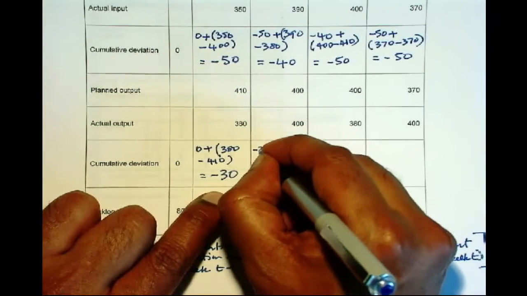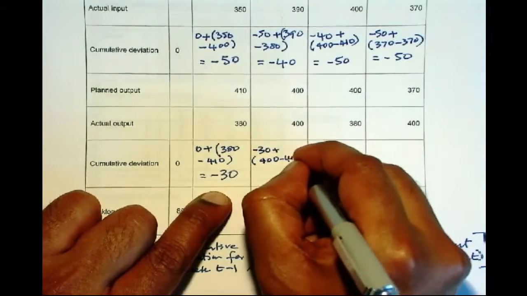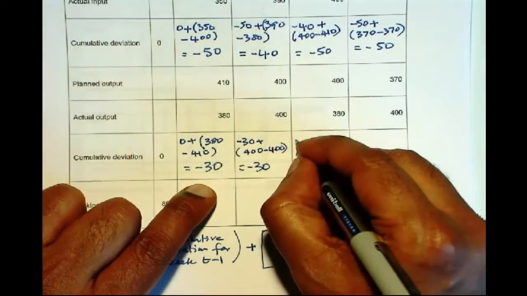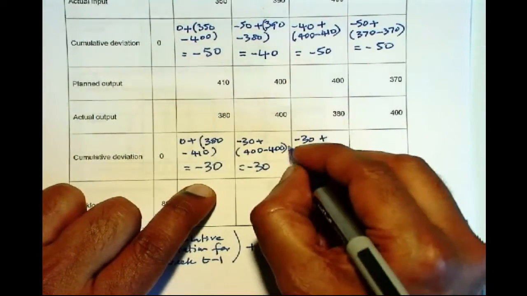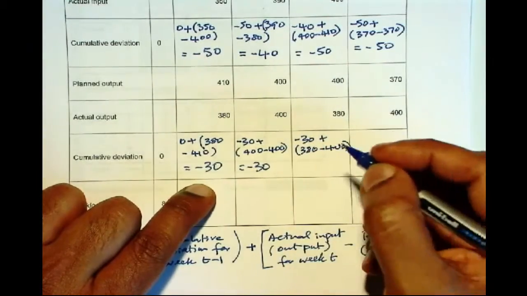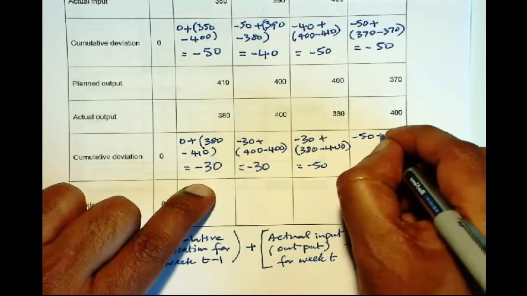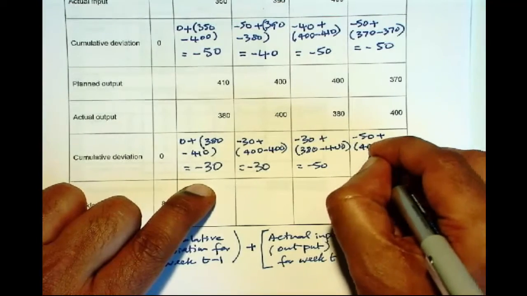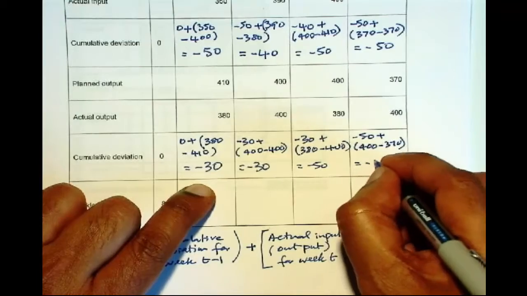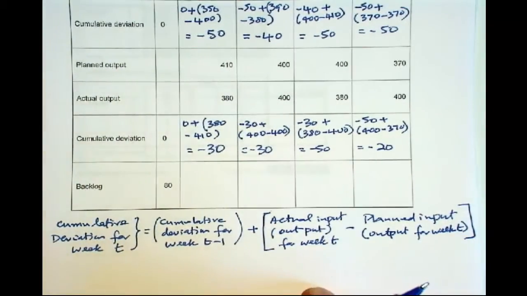And then minus 30 plus 400 minus 400 gives you minus 30. And then minus 30 plus 380 minus 400 will give you minus 50. Minus 50 plus 400 minus 370 gives you minus 20. So now let's look at backlog.